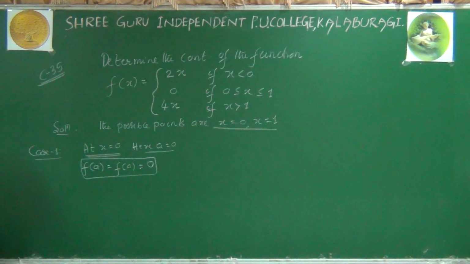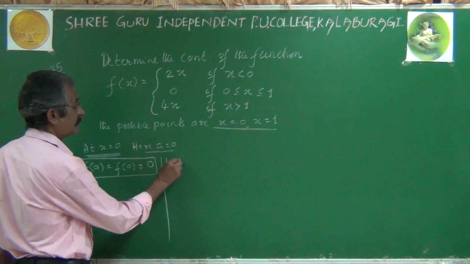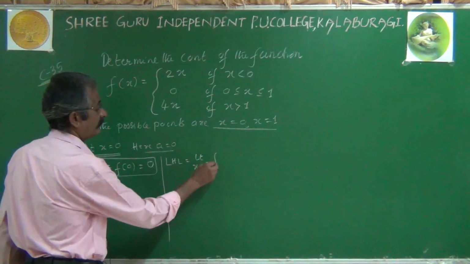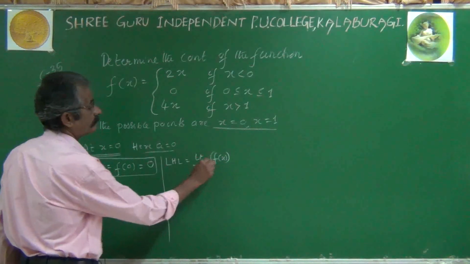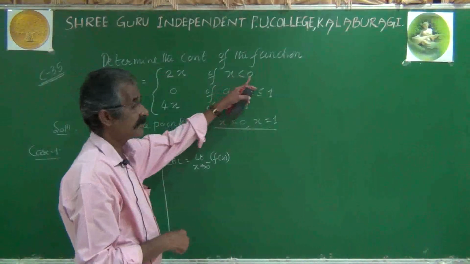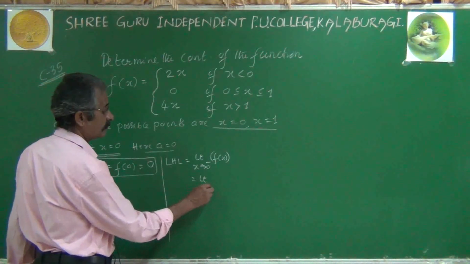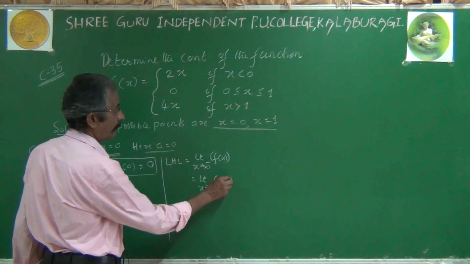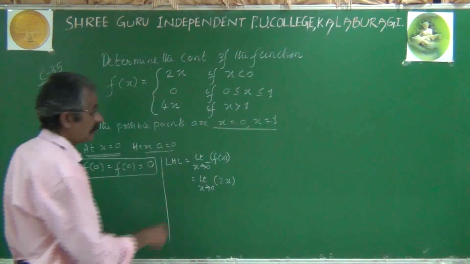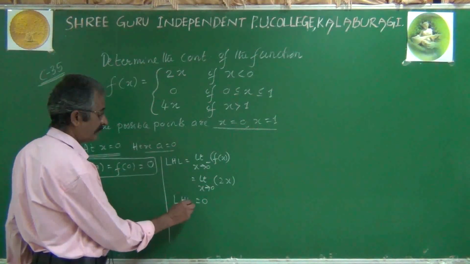Let us find left hand limit and right hand limit. Now left hand limit, limit x extending to 0 minus of f of x. 0 minus means less than 0. When x less than 0, function is 2x. That is limit x extending to 0 of 2x. Replace x by 0. On replacing x by 0, value is 0. This is left hand limit.